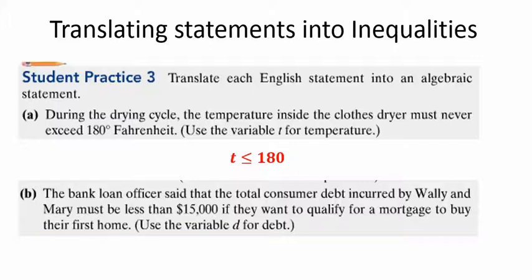B. The bank officer said that the total consumer debt incurred by Wally and Mary must be less than $15,000 if they want to qualify for a mortgage to buy their first home. So their debt must be less than 15,000. So in this case, it can't equal 15,000. It has to be less than 15,000, and we say D is less than 15,000.